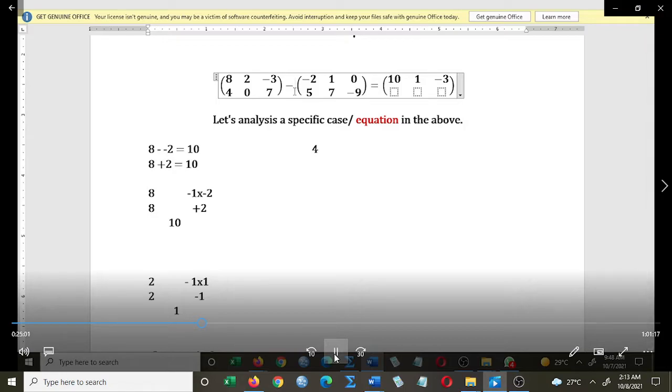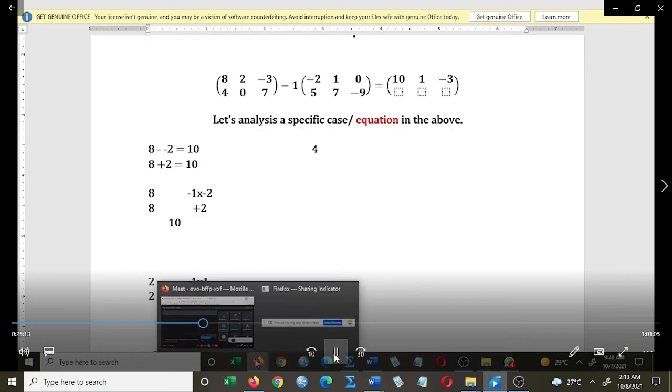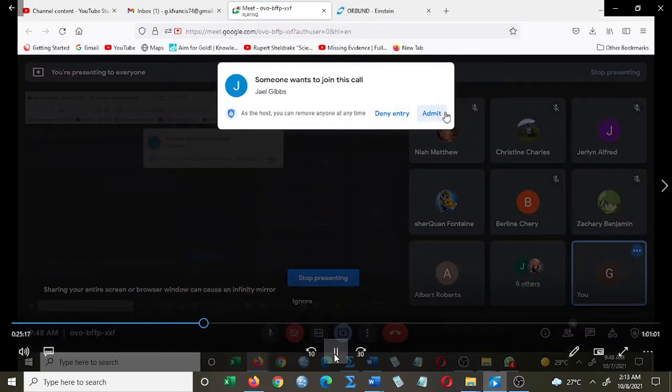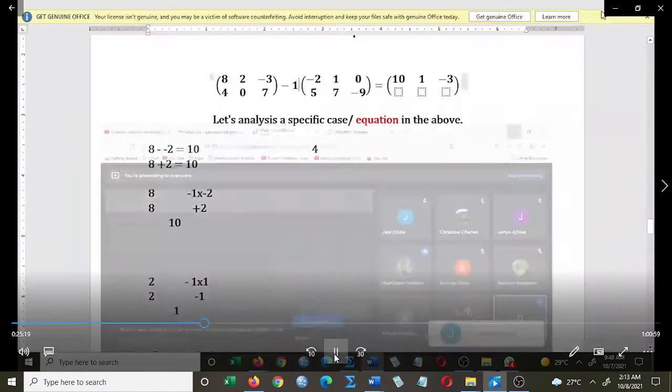You understand? Wait, repeat. If you don't see a number in front of a bracket, there's an invisible 1. So that's why we put a 1 there. Oh, okay. There's always an invisible 1. Okay, sir.